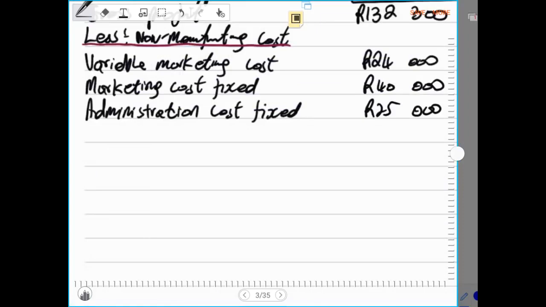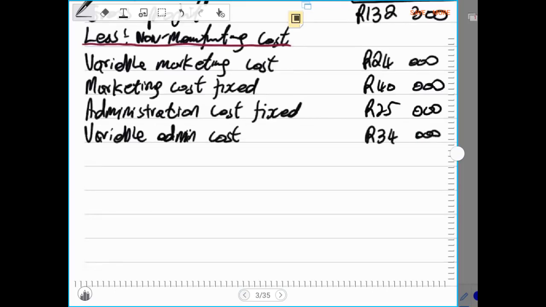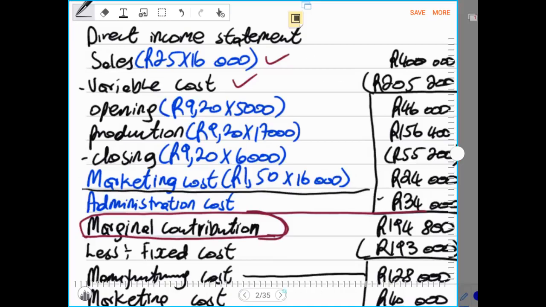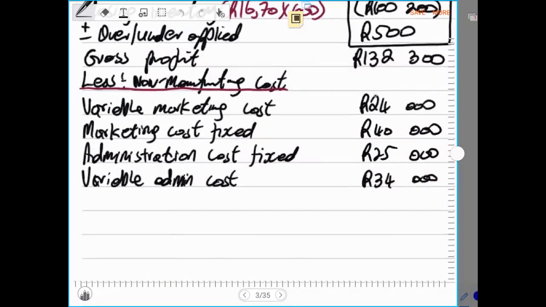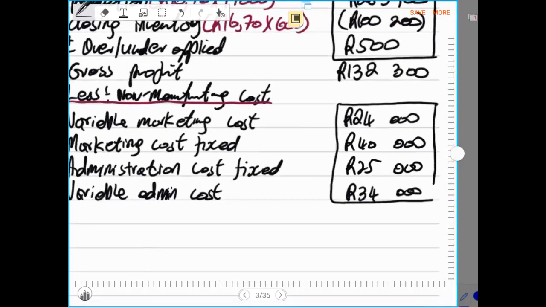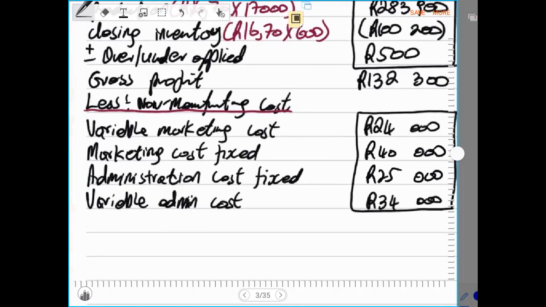Therefore now we have to record the variable administration cost, variable admin cost, and our variable admin cost is 34,000 rands. Therefore now after we have recorded that, this will give us the total of the non-manufacturing cost. And please be mindful of the structure of these two statements. Another one records all the non-manufacturing costs separately, another one records the variable combined.